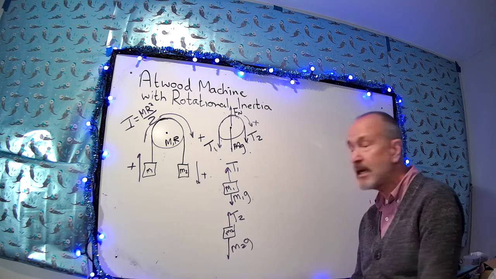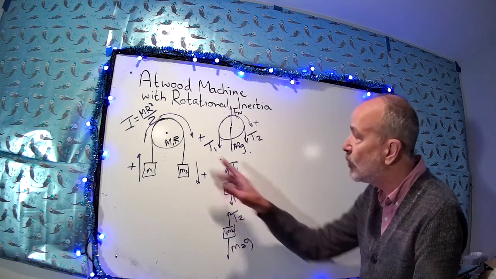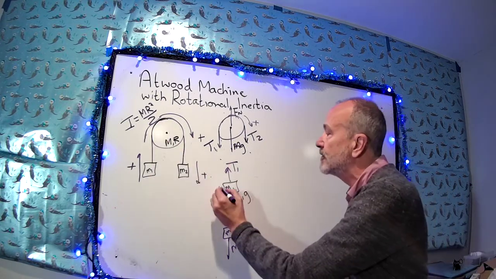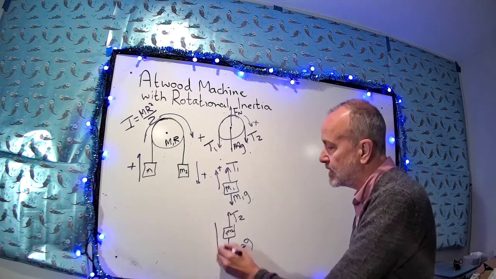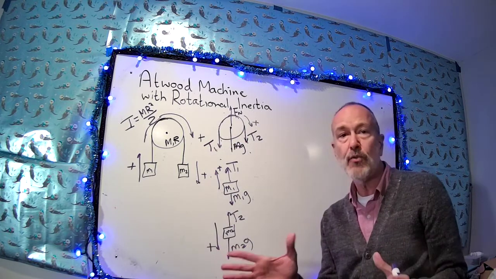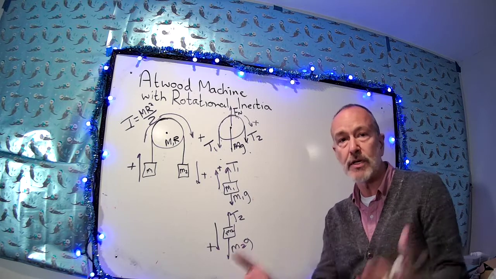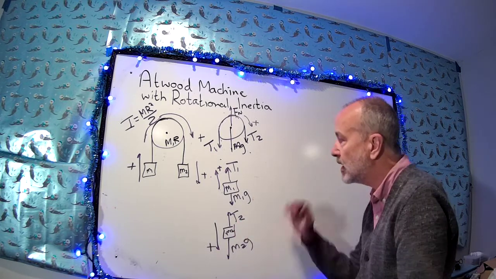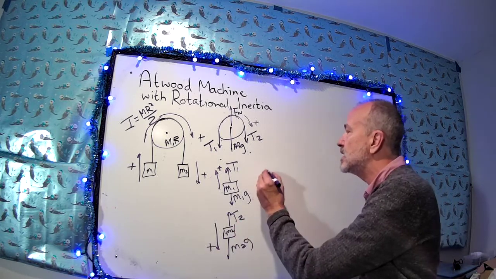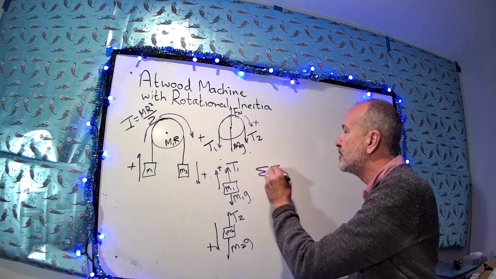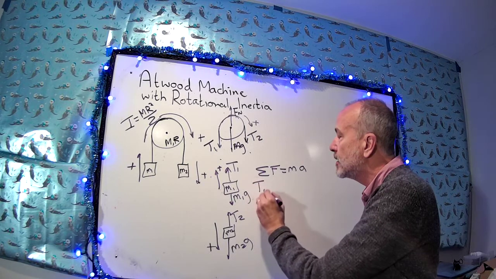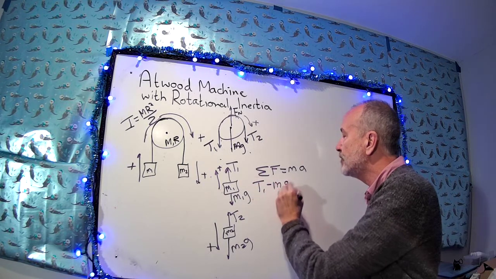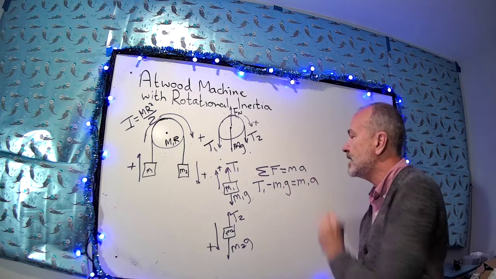I've got to be really careful about my frame of reference. For M1, remember, up is positive. For M2, though, down is positive. You need that when you write your Newton's second law equations, or you're going to have things in the wrong direction. Let me knock these guys out really fast. Sum of force equals MA, and so T1 minus M1g equals M1 times A.